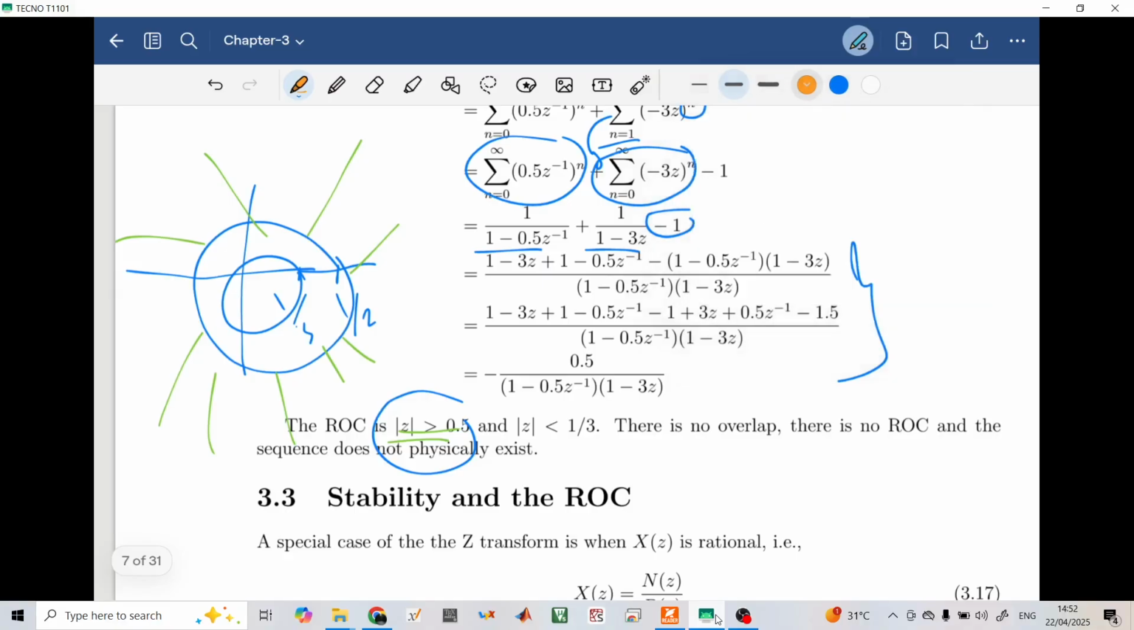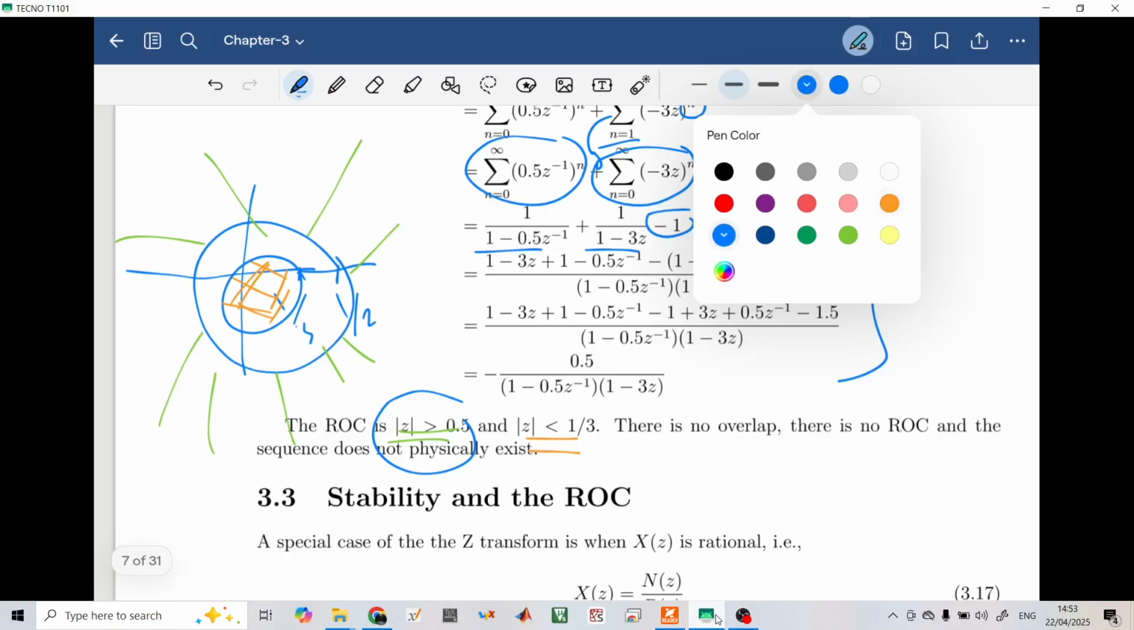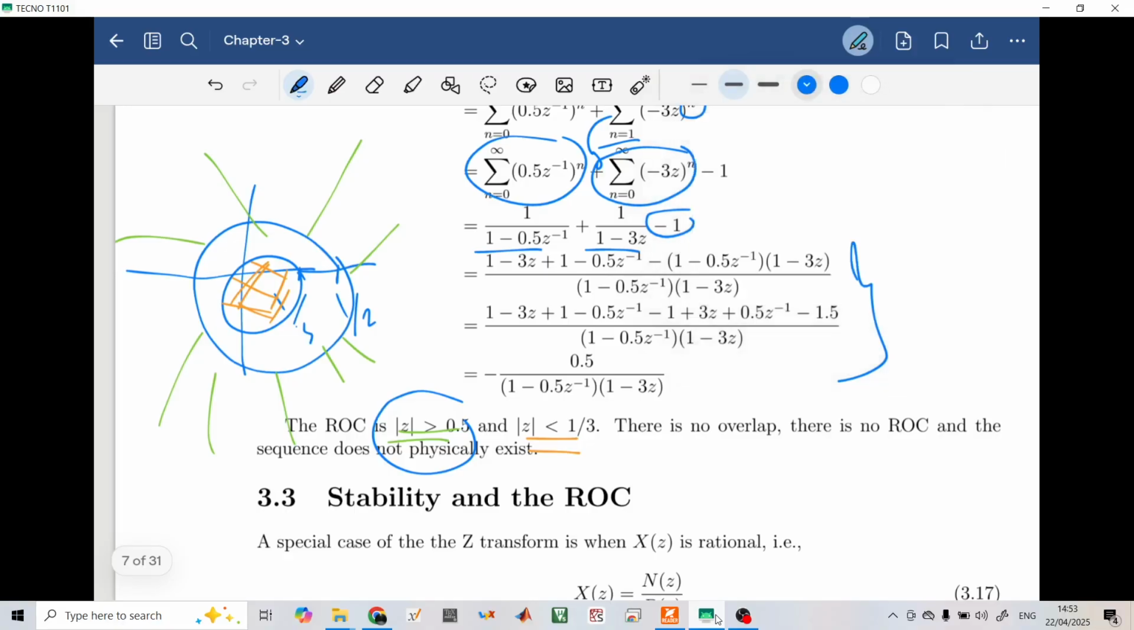corresponding to the second term, which is this one. As you can see, there's no overlap between those two ROCs. This means that actually with the Z-transform, even though we have a mathematical expression for the Z-transform, in fact, in reality, it does not exist because there's no ROC supporting this Z-transform expression.